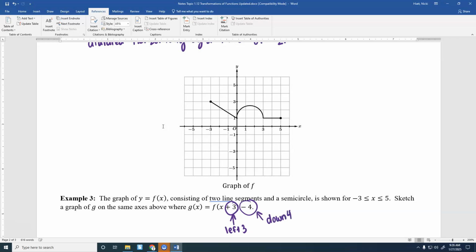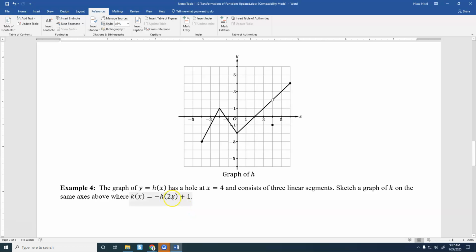So basically all these points of this graph just need to do that. So this point right here would go to the left 3, 1, 2, 3, and down 4, 1, 2, 3, 4. This point right here goes to the left 3, down 4. We'll have this point right here, goes to the left 3, down 4. And then this point right here goes to the left 3, down 4. And so then we'll draw in the graph that we're given here, and that would be our translation.